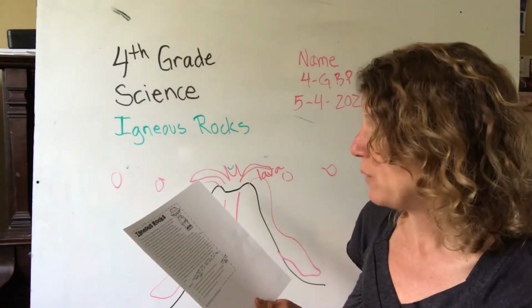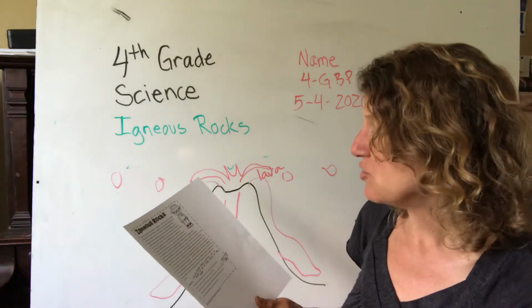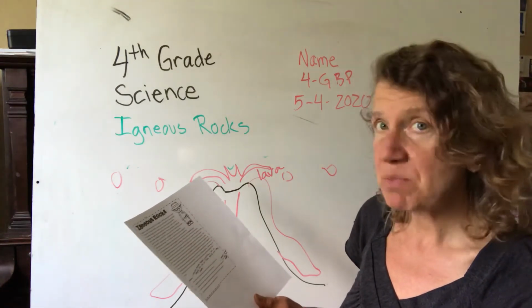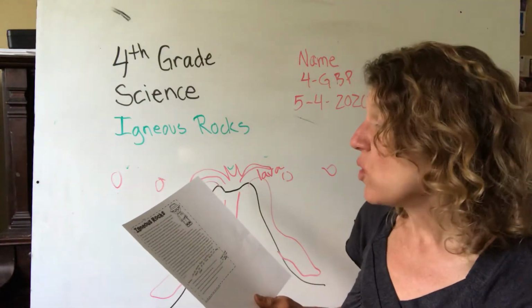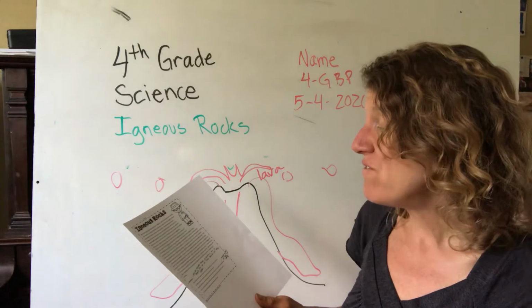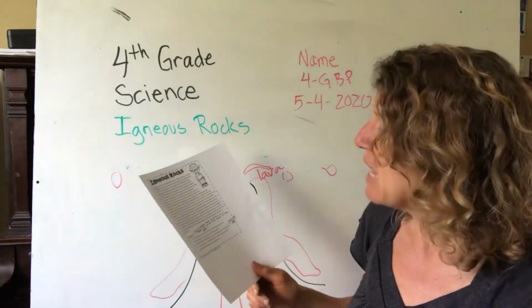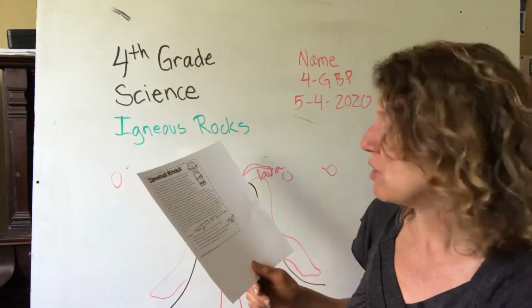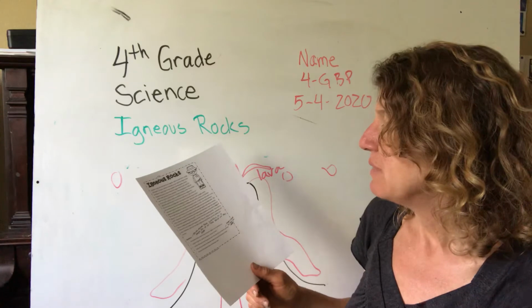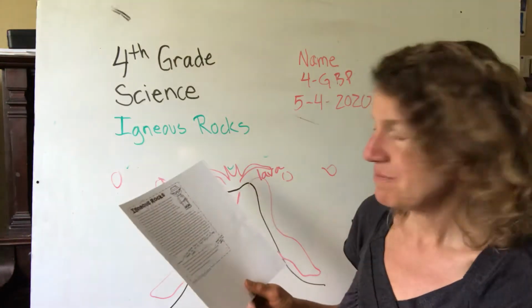The crystals in igneous rocks will be bigger if the rock cooled slowly, and they'll be smaller if the rock cooled quickly. There are 6 minerals that can make up the igneous rock. There are feldspar, quartz, pyroxene, olivine, and amphibole. Ooh, I don't know how to say that word. Amphibole. I'll look it up later and let you know if I was wrong. And mica. Examples of igneous rock include granite, basalt, and pumice.